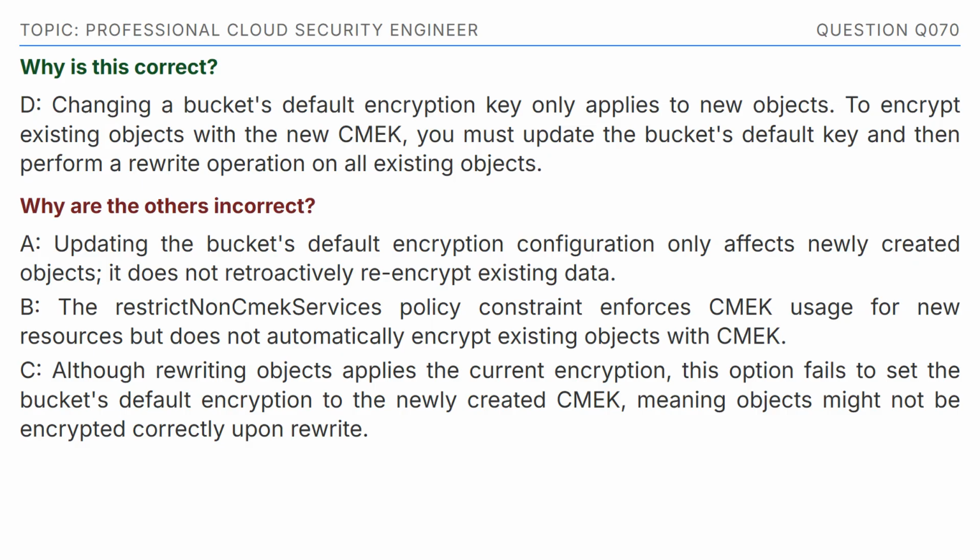Why are the others incorrect? A. Updating the bucket's default encryption configuration only affects newly created objects, it does not retroactively re-encrypt existing data. B. The Restrict Non-KMS Services Policy constraint enforces CMEK usage for new resources but does not automatically encrypt existing objects with CMEK. C. Although rewriting objects applies the current encryption, this option fails to set the bucket's default encryption to the newly created CMEK, meaning objects might not be encrypted correctly upon rewrite.